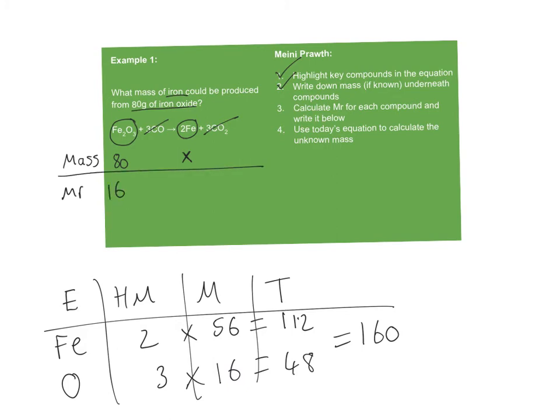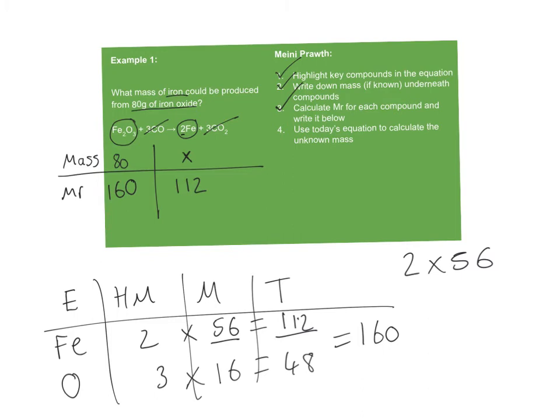So we've got our mass and we've got our MR at 160. So we're just making a table here so we know what we've got. Okay, then we've got iron. We've got 2 irons. You can see there's a little 2 in front. We know the mass of iron is 56. So we're going to do 2 times 56. So we know that's 112. Okay, so we know all of them.